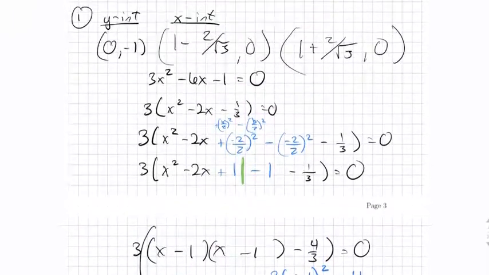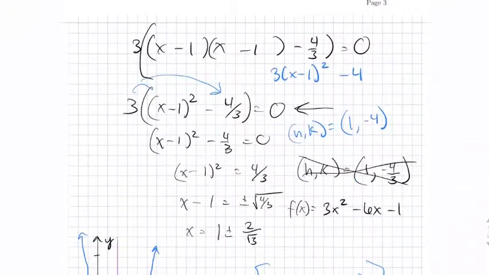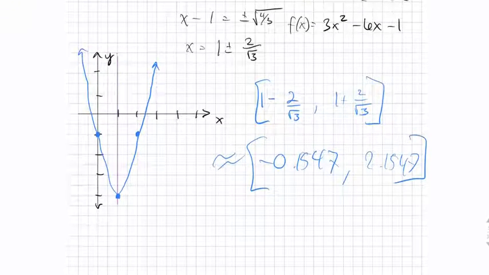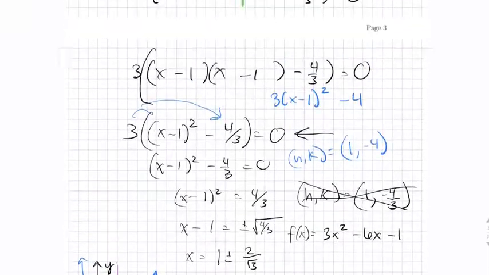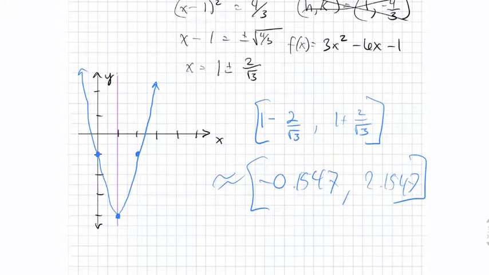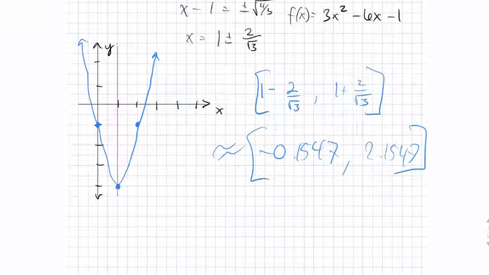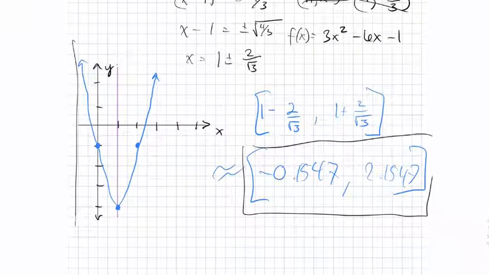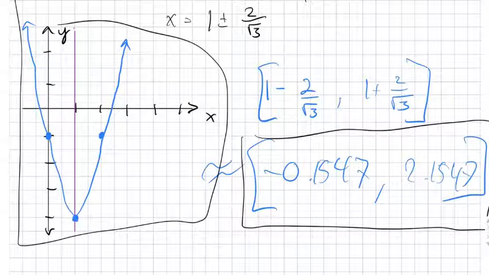So let's see. It says graph the function and then solve the inequality. So we basically solved for the zeros. What x makes it 0 is 1 plus or minus 2 over root 3. And then the question asks, when is our graph less than 0? So it's less than 0, or in other words, below the x-axis, between those intercepts. So the solution would be this. And we have the graph. And that's about the best that we could do right now.